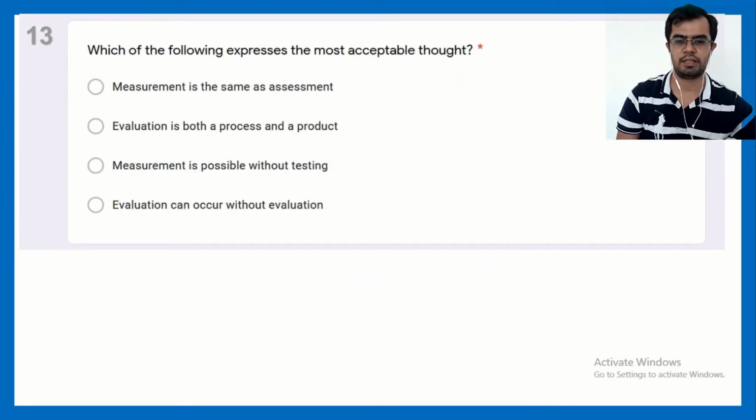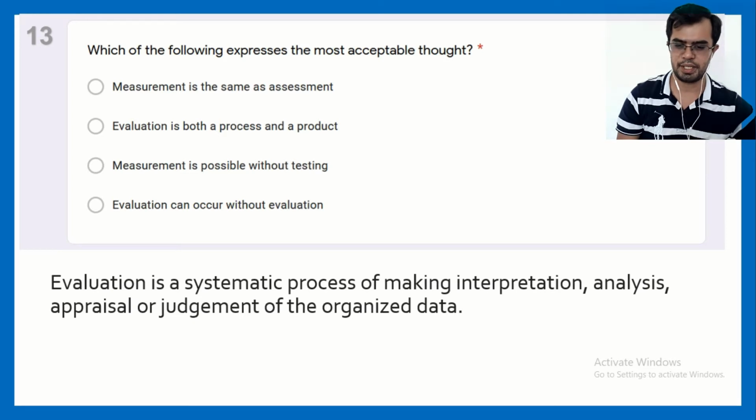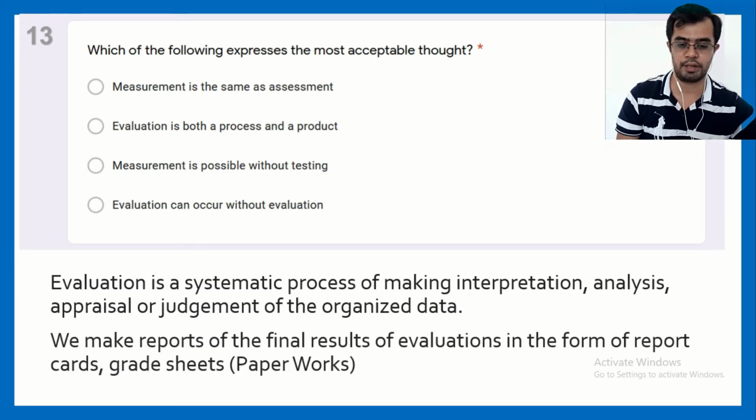Number 13. Which of the following expresses the most acceptable thought? Now, let us remember that evaluation is a systematic process of making interpretations, analysis, appraisal or judgment of the organized data, and we also make reports of the final results of our evaluation in the form of report cards, grade sheets, or we call this as the paperworks. So, to answer question number 13, evaluation is both a process and a product.